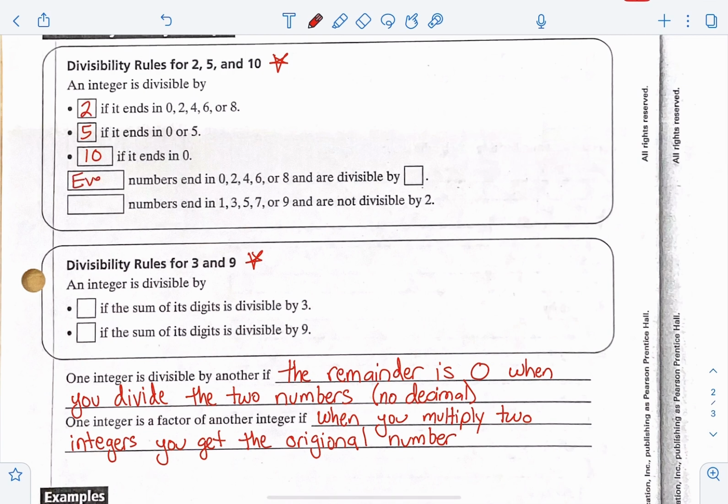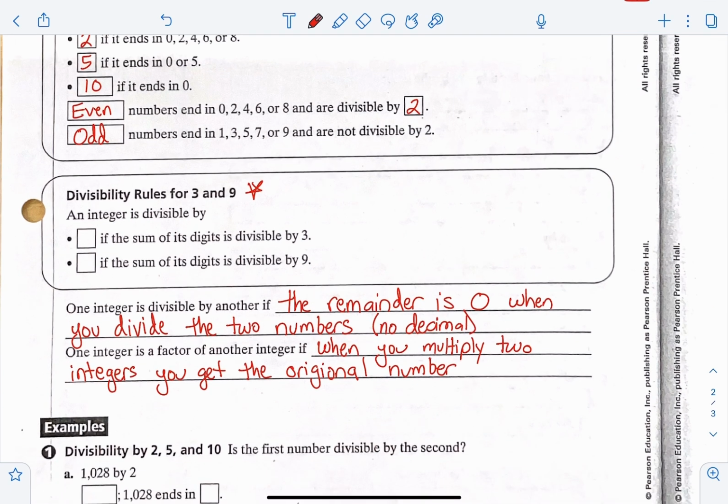Even numbers end in 0, 2, 4, 6, or 8 and are divisible by 2. Odd numbers end in 1, 3, 5, 7, or 9 and are not divisible by 2. So on today's homework, you're going to be asked if things are divisible by certain numbers. If it's an even number, you can say yes, because it's an even number. If it's an odd number, then it's not going to be divisible by 2 because it's an odd number, and that will be a statement you can make.